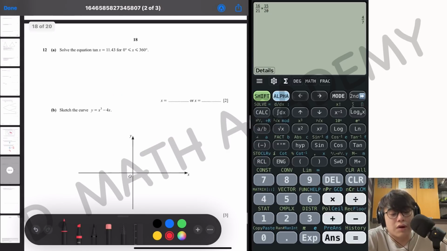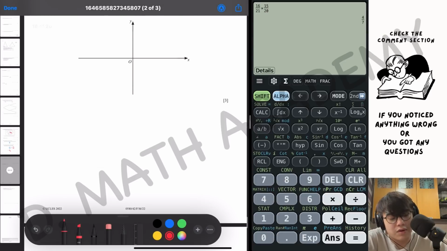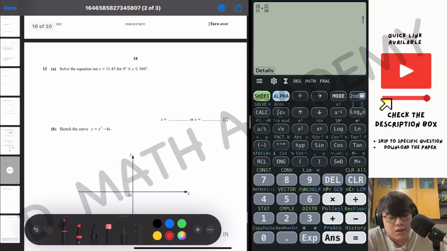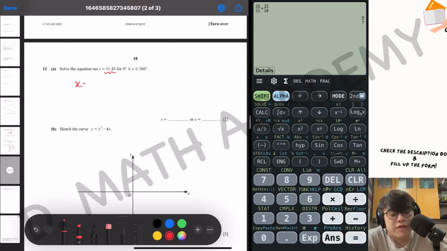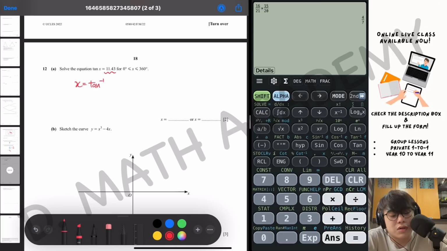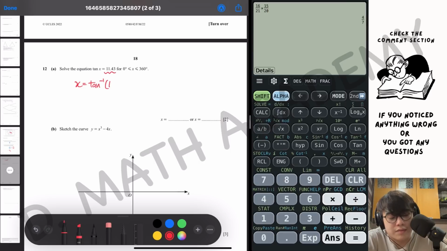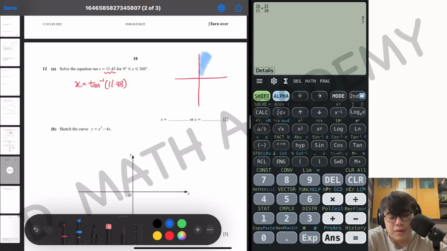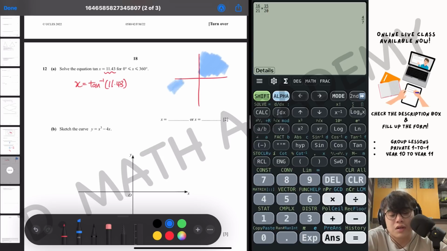And then we are arriving at the last 2 questions, then we are done. Okay, they gave us a positive value, which means to find your tangent inverse. Just key in 11.43 into your calculator. So for tangent to be positive, there should be 4 quadrants here, and it appears at the first and the third.